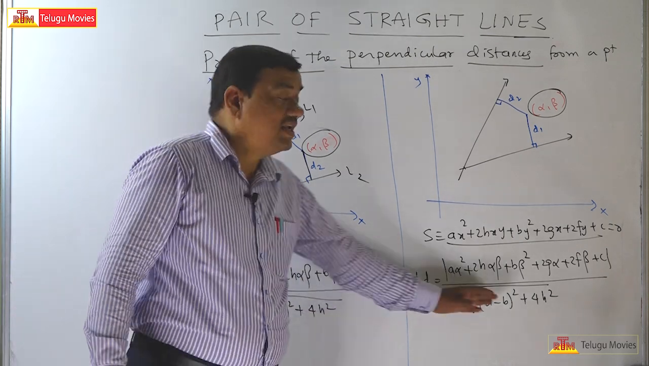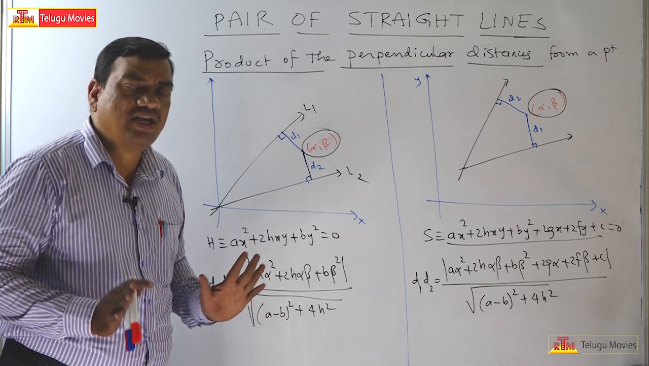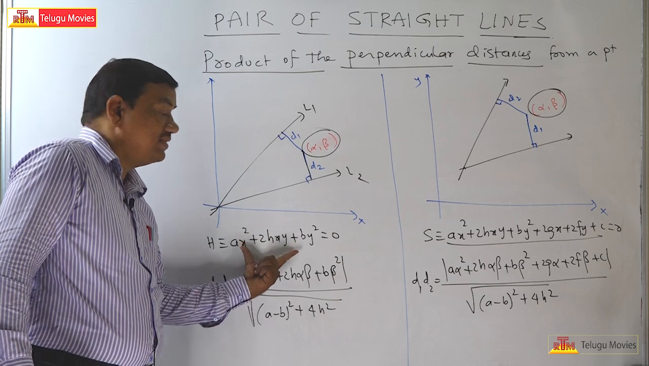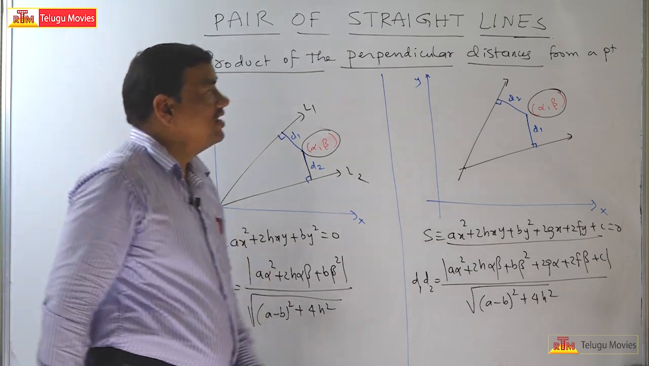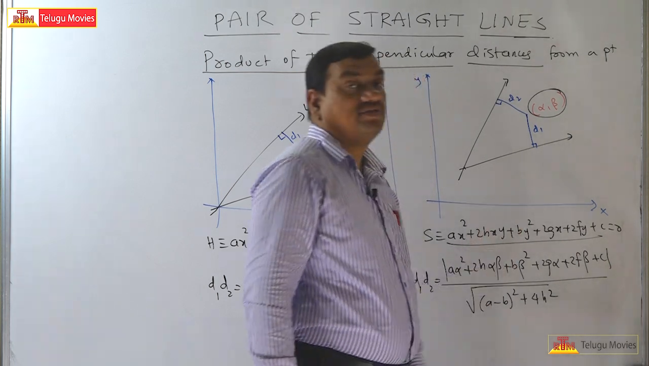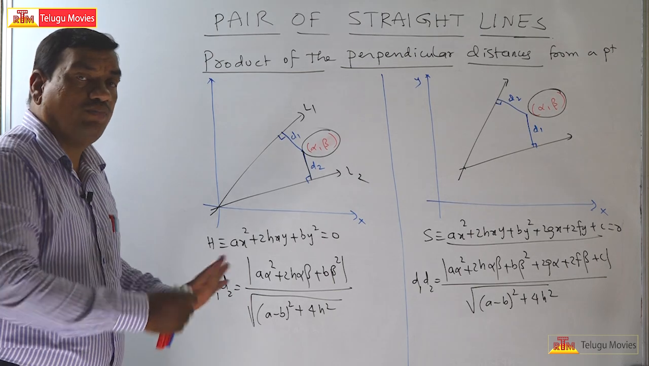So here the denominators are the same. The numerator is also almost the same. The only thing is substituting the alpha comma beta value in the left hand side part of the equation. Here also we substitute the alpha comma beta value in the left hand side of the equation of the general form. Okay? Both are the same.